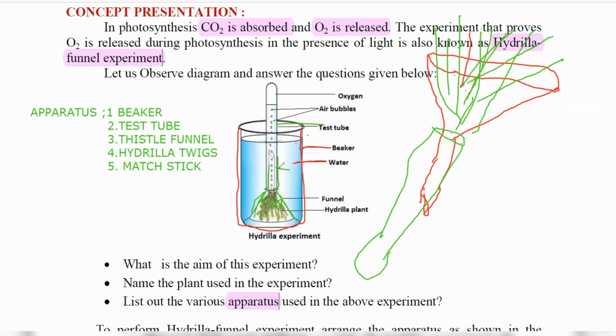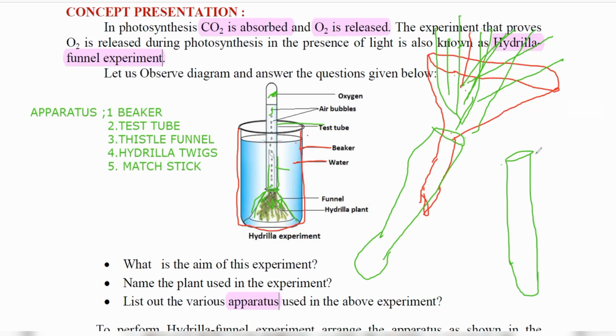So what do we observe? Some gas bubbles come out from the hydrilla twigs and arrive at the top of the test tube. After collecting sufficient gas bubbles, take it out and lift up the test tube by closing the mouth of the test tube with our thumb. Then turn the test tube upright.